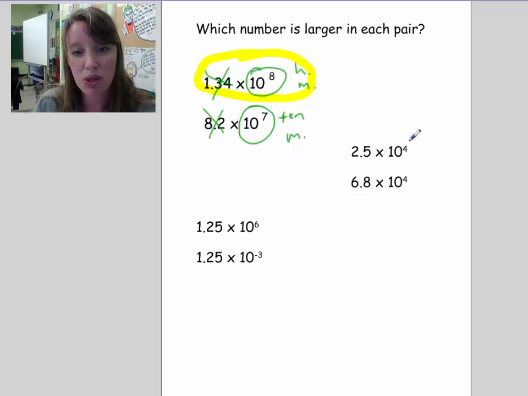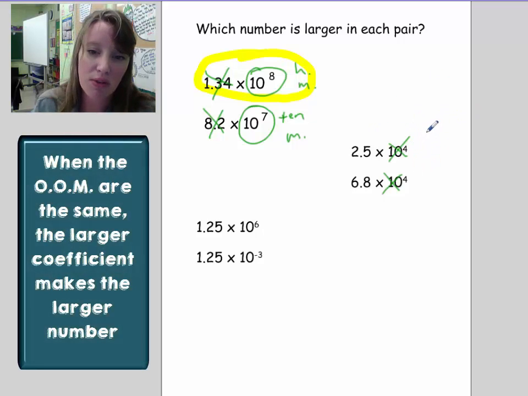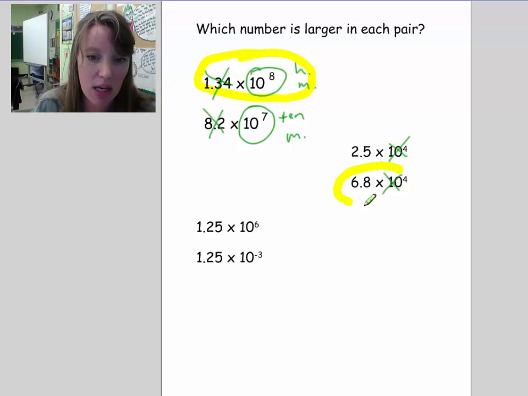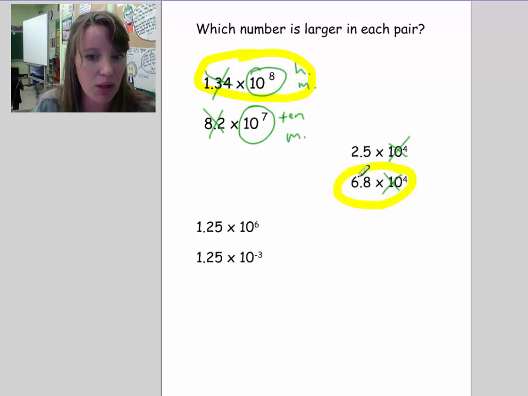Now, in a situation where the order of magnitude is the same, so these are both in the neighborhood of 10,000s, it's like alphabetical order, right? If they have the same letter, then you move on to the next letter. Well, if they have the same order of magnitude, then we move on to the coefficients. Whatever coefficient's larger in this case is going to be more 10,000s. So this is 6.8 10,000s, and this is 2.5 10,000s. So of course 6.8 10,000s is going to be larger.